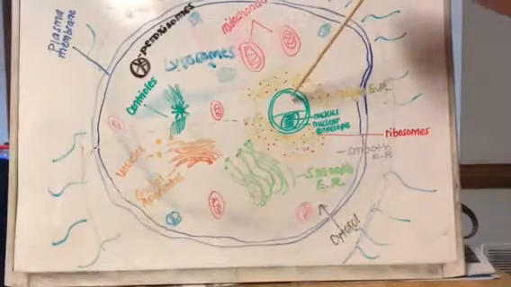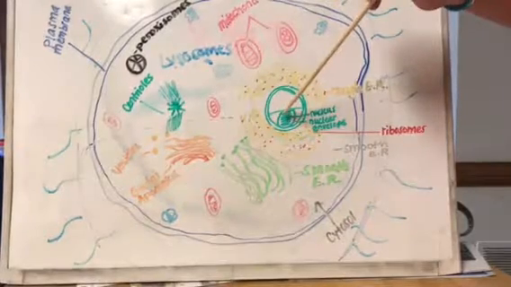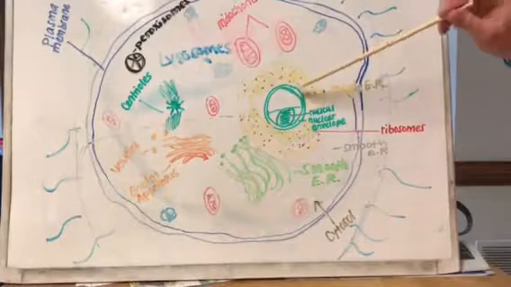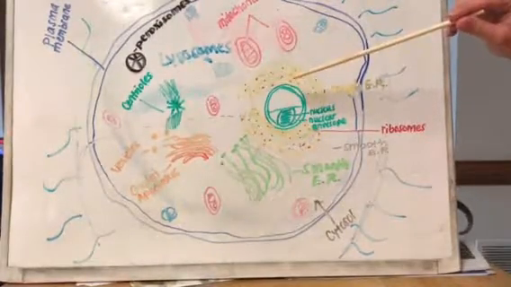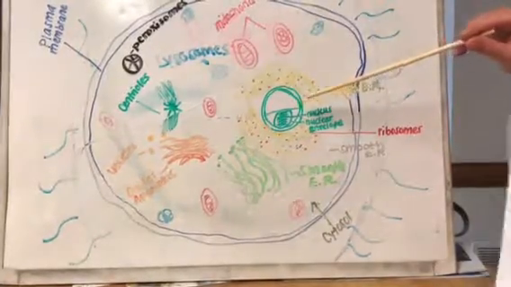The nucleus is the center of the cell, generally, and it's a membrane-bound structure that contains the cell's hereditary information. It controls cell growth and reproduction. It's basically the cell's control center.